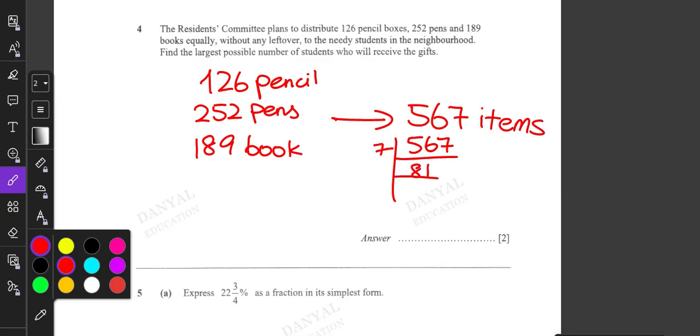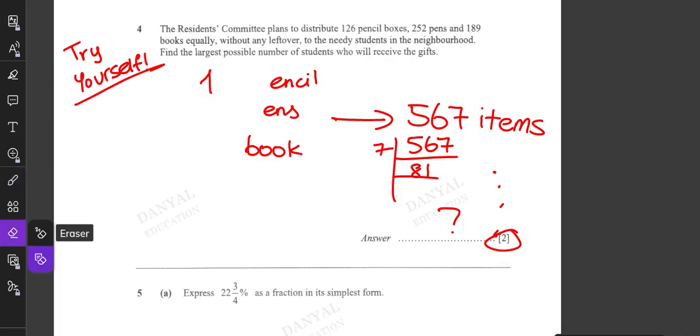Okay, this is basically like your HCF question. Then you give me your answer. Okay, 2 marks. Next question, I will let you try yourself. Okay, can? It's a simple concept of HCF and LCM.